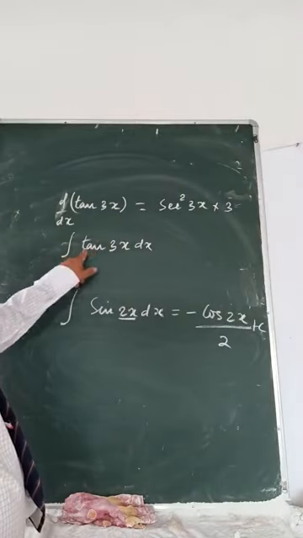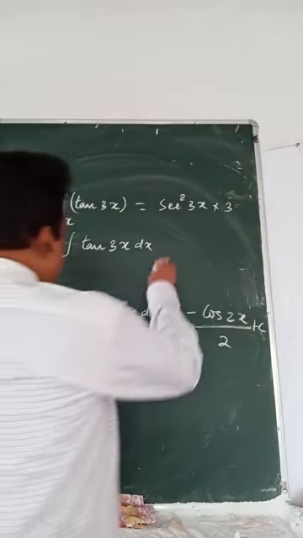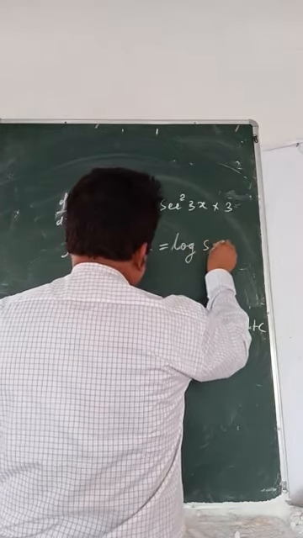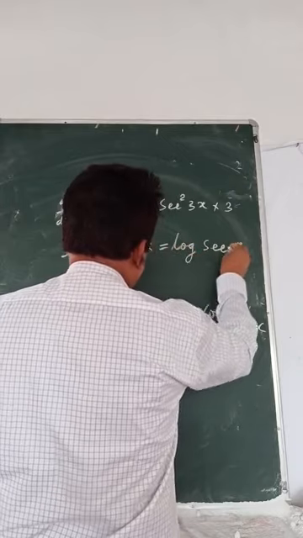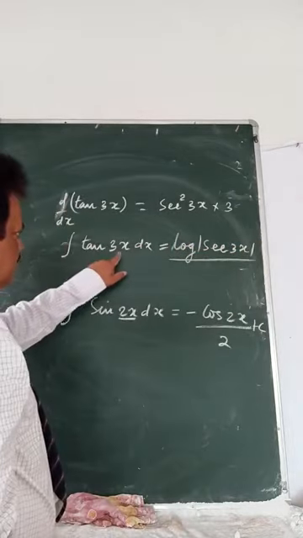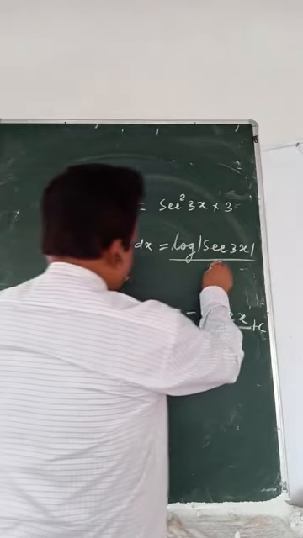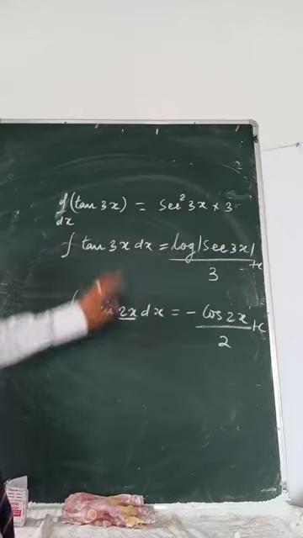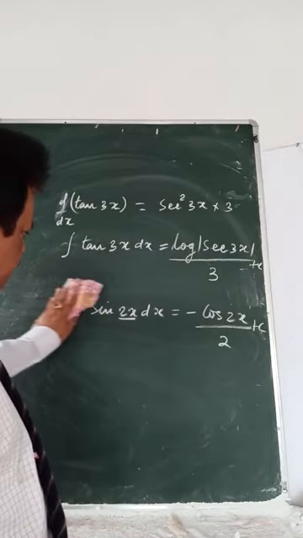First use the formula of tan 3x, that is log sec 3x, divided by the chain rule part. 3x का derivative you have to divide. Look at what you are doing. Similarly, see another question.